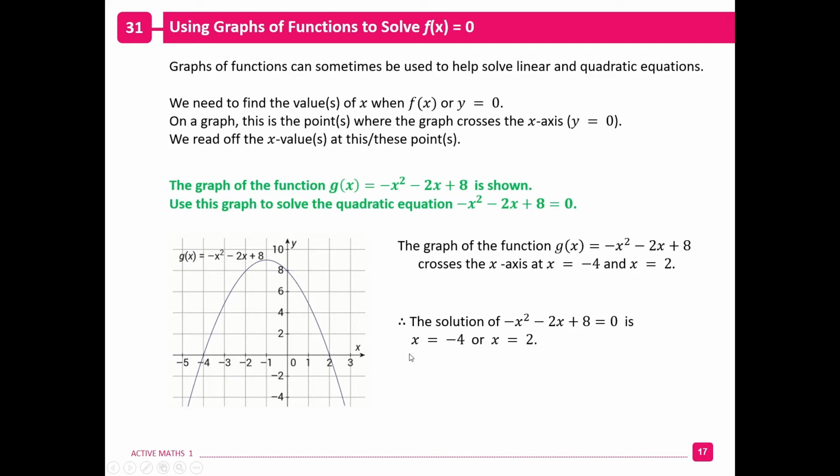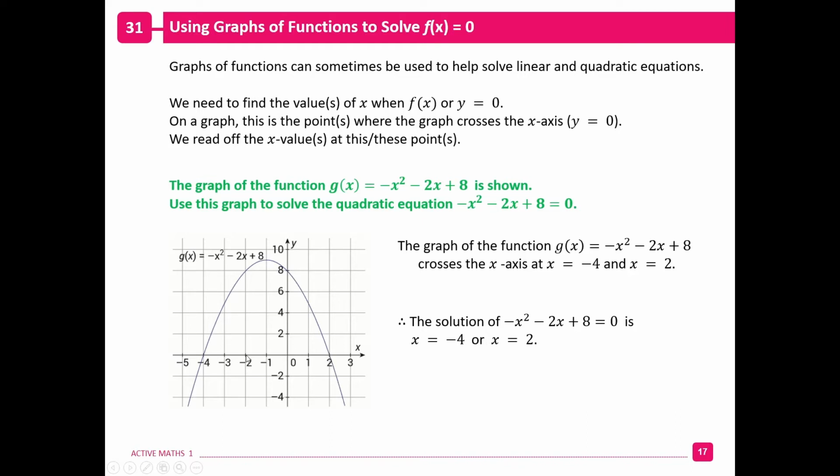So your answer would simply be x equals -4 and x equals 2. Like with the previous video, we were finding out what y was when we're given x. We were looking for the outputs when we knew what the inputs were. Well, today's lesson is the other way round. We're looking to find out what the x is when we know what the y is. And the y, when we're asked to solve, is always 0.